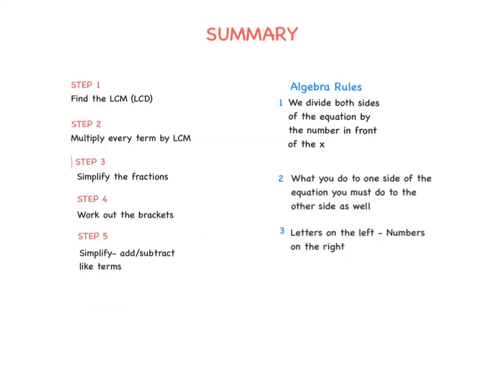Okay, so summarizing, follow the steps we've met. So find the lowest common multiple, then multiply every single term by the lowest common multiple, and then simplify the fractions, work out the brackets, and simplify it again, okay? And you need to remember all the algebra rules we've met. So remember, we divide both sides of the equation by the number in front of the x. If you have, let's say, 3x equals 9, then another one, what you do to one side of the equation, you must do to the other side as well. And the next one, letters on the left and numbers on the right, okay?